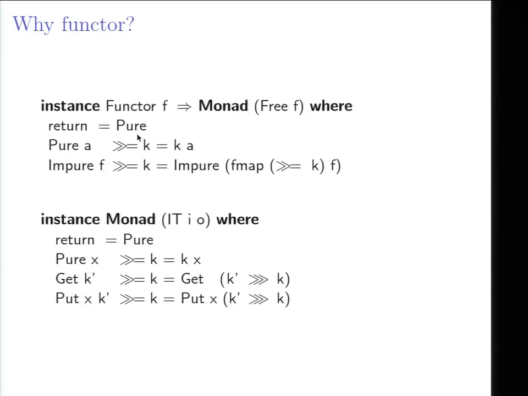So let's look again at this monad free instance. This single line of fmap is meant to represent these lines and all those lines, and so forth. And what do they do? What does this fmap actually do? Well, it does what it does here.